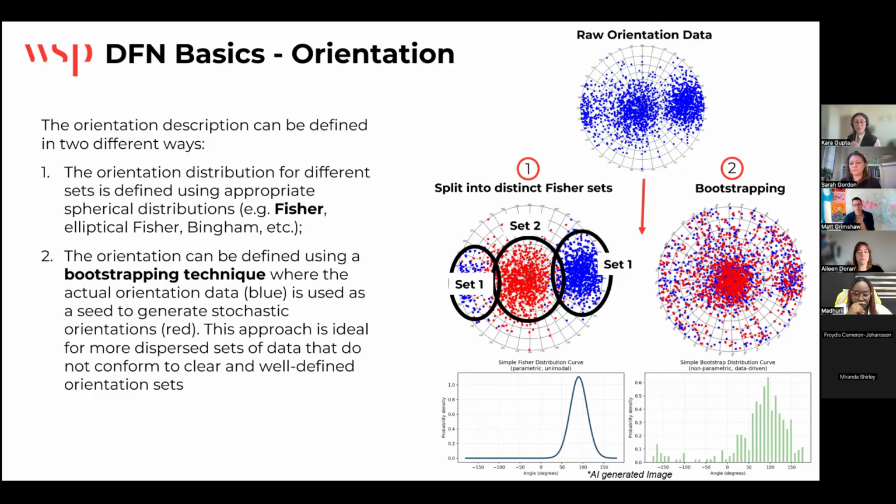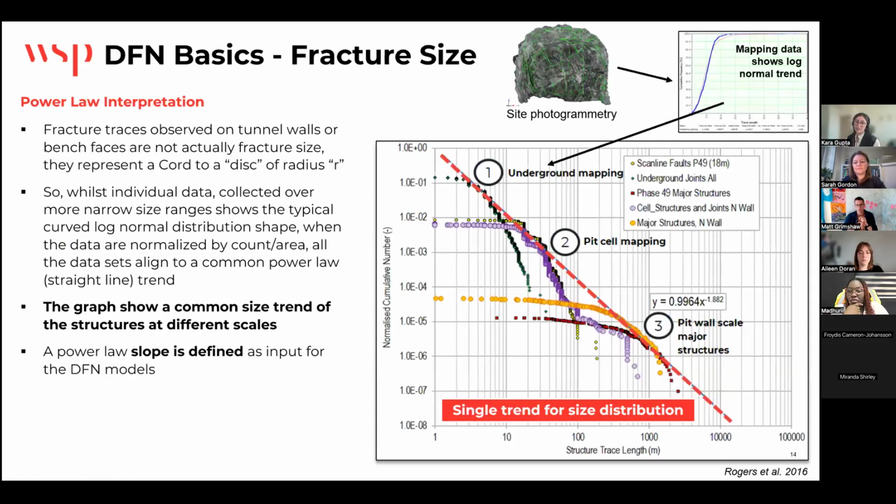Bootstrapping, on the other hand, is great when you don't have a clear trend or a clear set. It's great for sparse data and it takes into account the poles equally. So once you've described or defined your orientation, that's the input into the DFN. Moving on to fracture size.